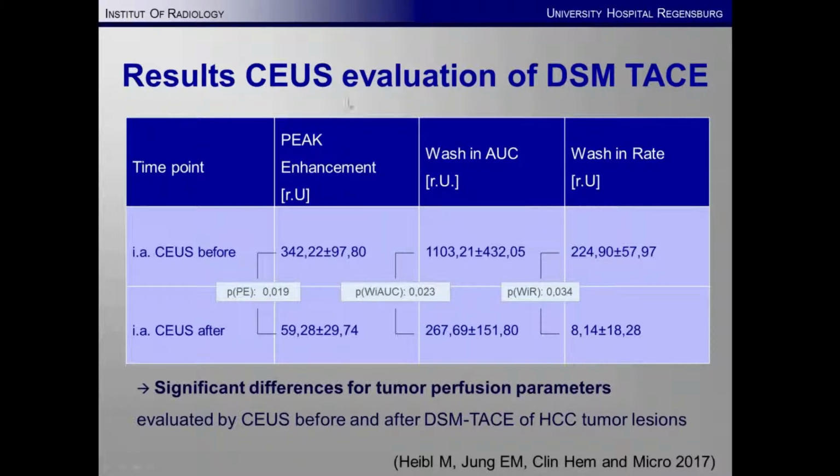So in our research, look at this, if we use perfusion imaging for quantification, we have excellent, significant results for this kind of intraarterial CEUS for monitoring TACE: for reduction of peak enhancement of the tumor, for wash-in area under the curve, and wash-in rate. It means we could quantify our success and use these parameters also for the follow-up.